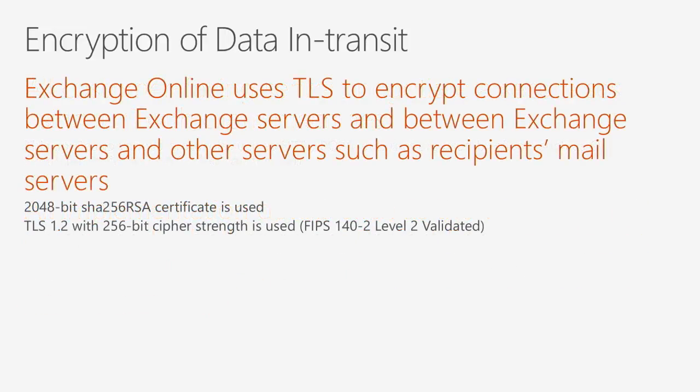Exchange Online uses TLS to encrypt connections between all the other Exchange servers in Office 365 and between other servers such as the recipient server when you send an email to someone. We use a 2048-bit SHA-256 RSA certificate. And actually, if you walk that up the chain and look at the root certificate is 4096-bit, so it's even stronger. And because it's TLS 1.2 with 256-bit cipher strength, it's also FIPS 140-2 level 2 validated as well.